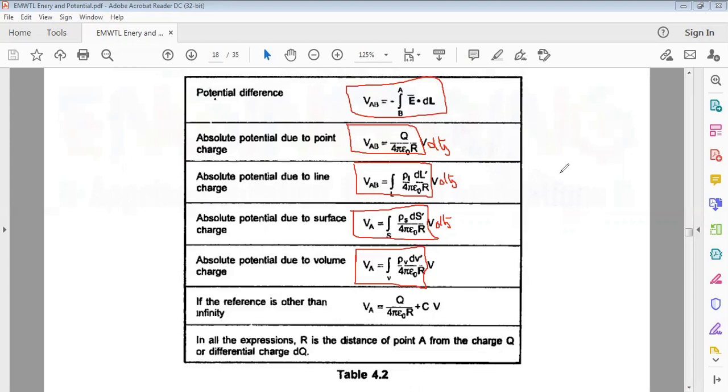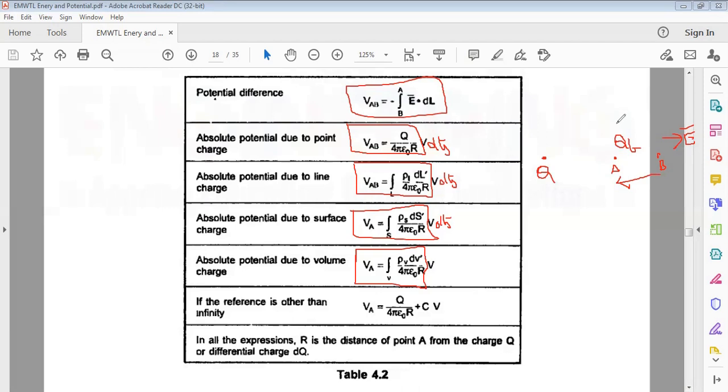In all the expressions, R is the distance of a point A from the charge Q or differential charge dQ. Suppose the point A is the final value and the point B is the initial value, and we move the test charge QT from B to A against the direction of the electric field intensity E bar. There is a repulsion, so a force is exerted.